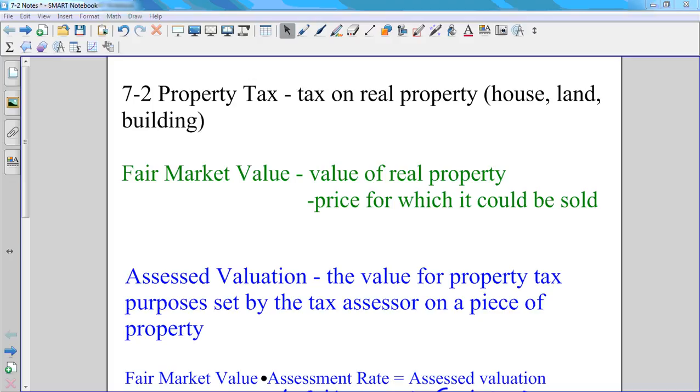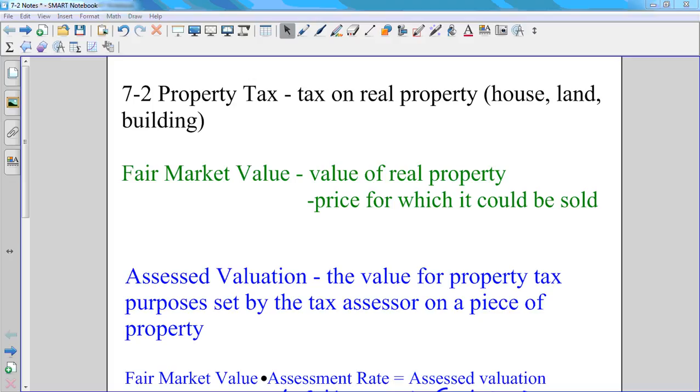Fair market value. It's the value of the real property that you own. For instance, if you own a house, how do you know the fair market value? Well, you hire an appraiser and you ask him what it's worth. If you were to sell it, how much could you get for it? What's the fair market value? What are other buildings that are similar to it worth? They will tell you, and that's your fair market value. The value of your house.